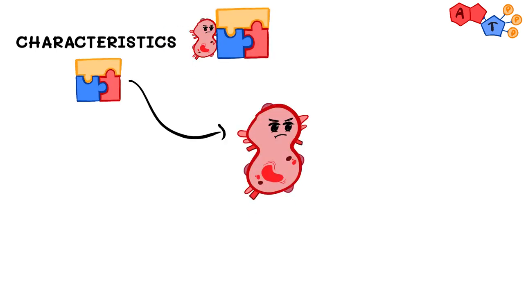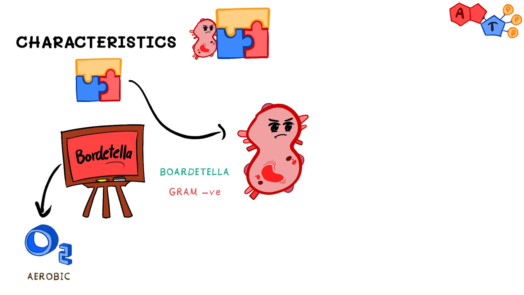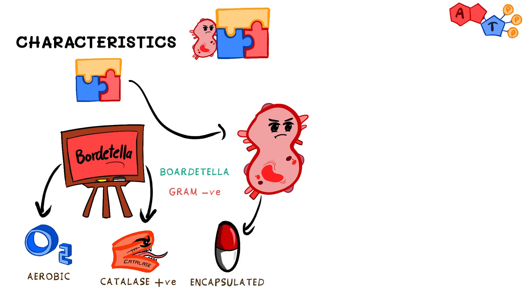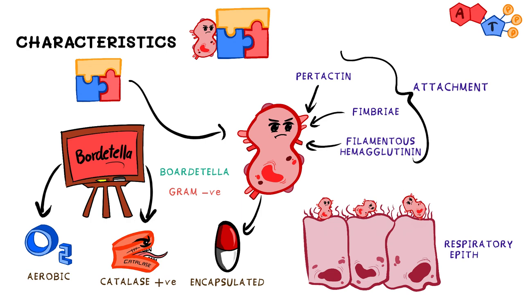As we said, it has a coccobacillus shape. Remember the symbol, a red board, which resembles Bordetella pertussis, and it's red because it's gram-negative. It's aerobic, which means it can survive in the presence of oxygen. It's also catalase positive, which breaks down hydrogen peroxide into water and oxygen. It's encapsulated. And lastly, it has filamentous hemagglutinin, pertactin, and fimbria, all of which help Bordetella pertussis in attaching to the respiratory epithelium, which enhances its virulence.